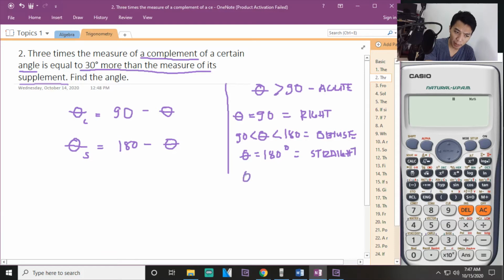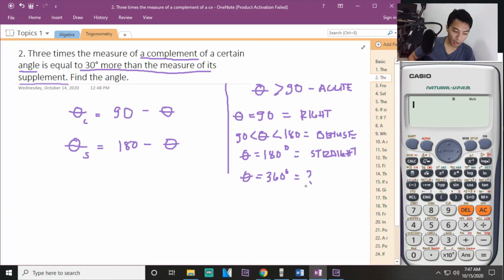Paano naman, sir, kapag equal to 360 degrees? Sige nga. What do you call a 360-degree angle? So, assignment niyo yan, ha? Assignment niyo. Tingnan natin kung nasagot niyo. O mamaya, check natin. Dapat matandaan nyo ito, tinatanong sa board ito.